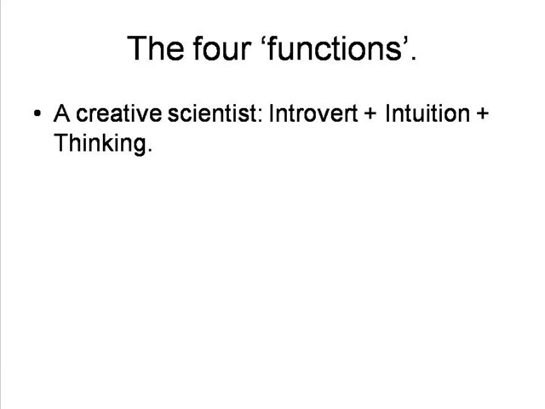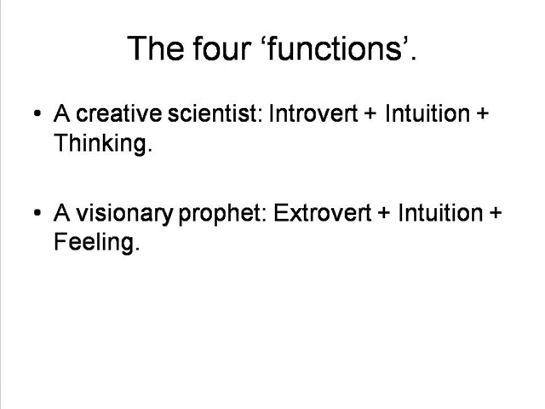Jung, for example, saw himself as a thinking, intuitive introvert, this being a good combination for a creative scientist whose work combining abstraction and hunches needed to be checked and elaborated by others. By contrast, a visionary prophet might be an intuitive feeling extrovert, burning with zeal to lead others, but distrustful of logic.